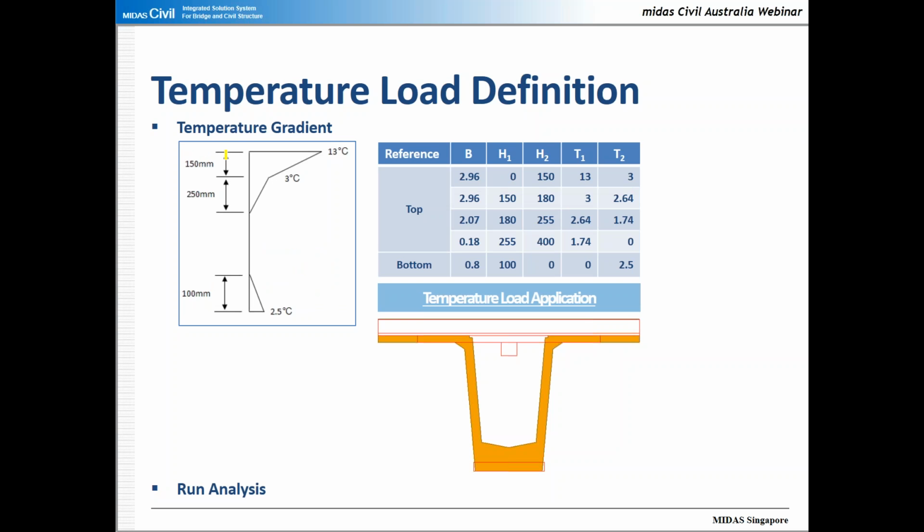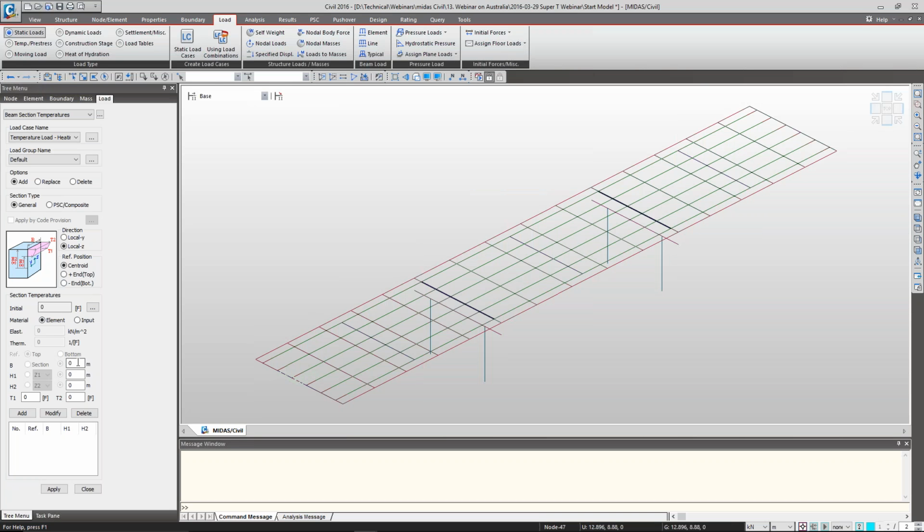So here you can see that in the top 150 mm the temperature will vary from 13 degrees to 3 degrees, and then for the further 250 mm the temperature will vary from 3 degrees to 0, and for the bottom 100 mm the temperature will vary from 2.5 to 0. So here we can specify this data. This is the breadth of the Super T section, and we have specified H1 and H2 and T1 and T2. So this definition is quite straightforward.